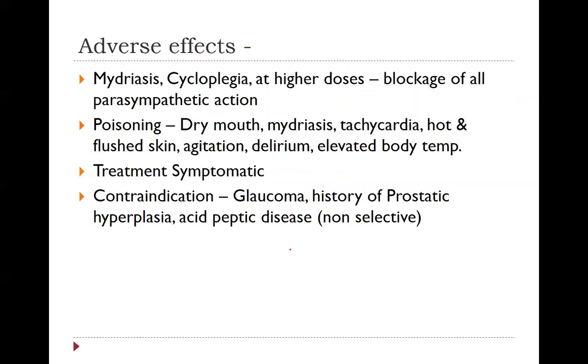Talking about its adverse effects, one thing that we always say is that the adverse effects are an extension of the pharmacological action. So what are the pharmacological actions here? It causes mydriasis and cycloplegia, so at high doses, it could lead to blurred vision. In case of poisoning, it could lead to dry mouth, mydriasis, tachycardia, hot and flushed skin, agitation, delirium, and elevated body temperature. Treatment is symptomatic. There are certain contraindications to this particular drug. These contraindications include glaucoma, history of prostatic hyperplasia, and acid peptic disorder.